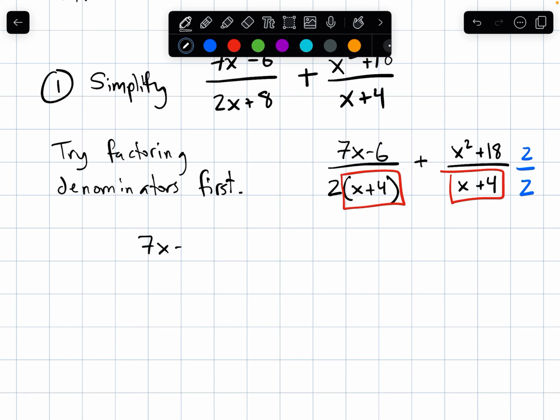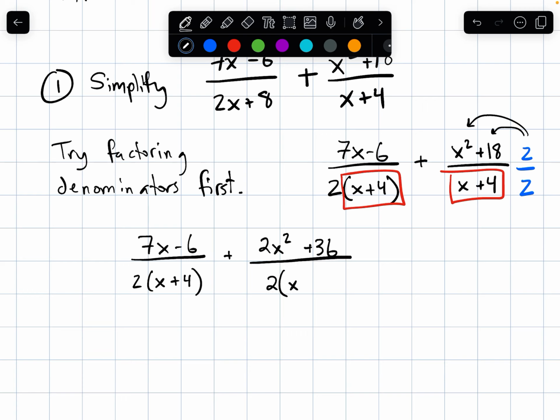So at this point here, we're going to go ahead and look at what we got. And if we do this, we've got 7x minus 6 over 2 times the quantity x plus 4. Then we've got a plus. Now this 2 gets distributed to everything in the numerator. So this gives me 2x squared plus 36. And this is all over 2. That 2 also gets distributed to the x plus 4, right? But I'm not going to do that distributing just yet.